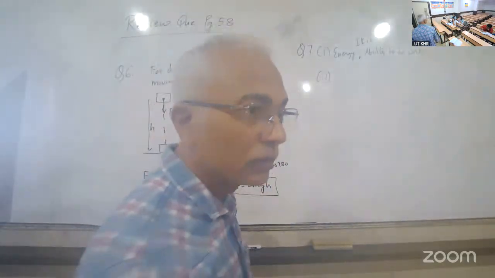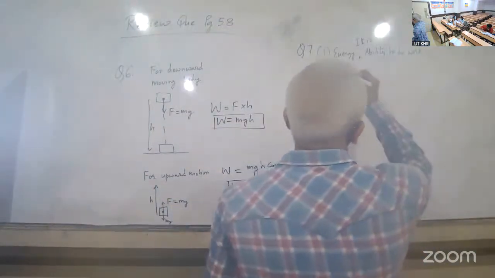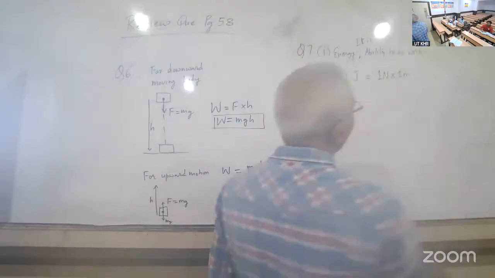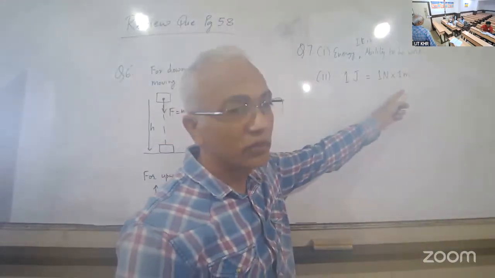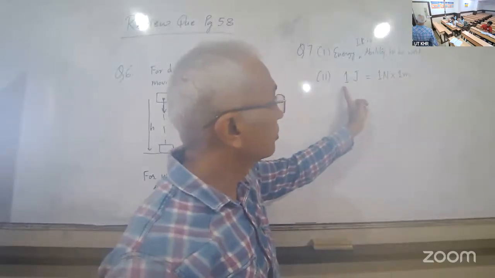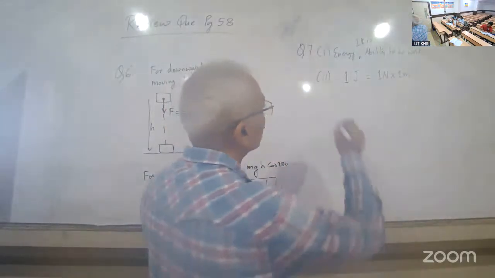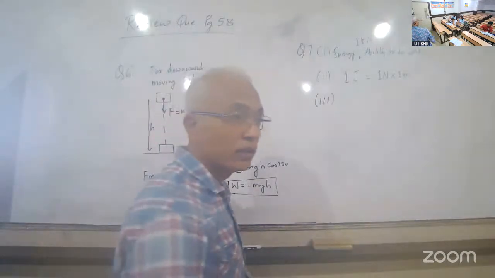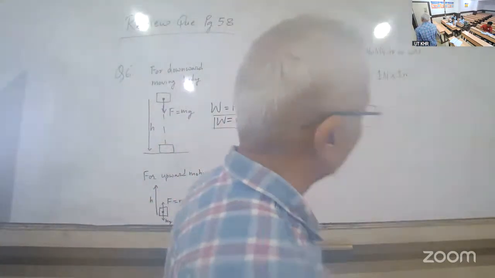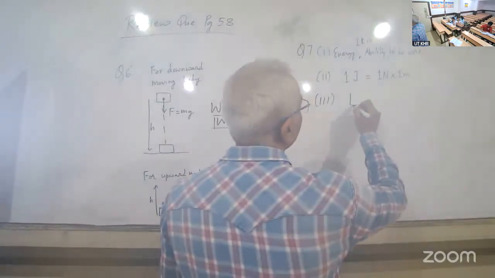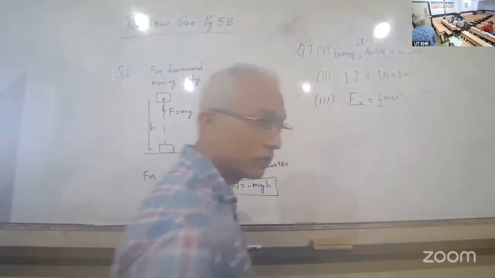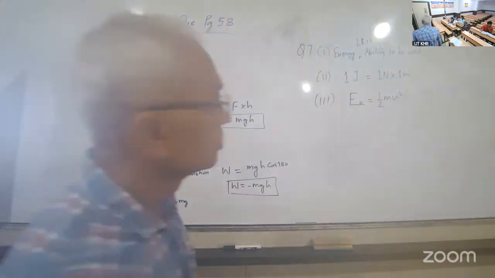So what is next? 1 joule, we already did. What is 1 joule? 1 Newton into 1 meter. Yes. When 1 Newton of force displaces the object by 1 meter, the work done by the force is 1 joule. Third, kinetic energy. And what is the formula for kinetic energy? Half mv square. Energy due to motion.